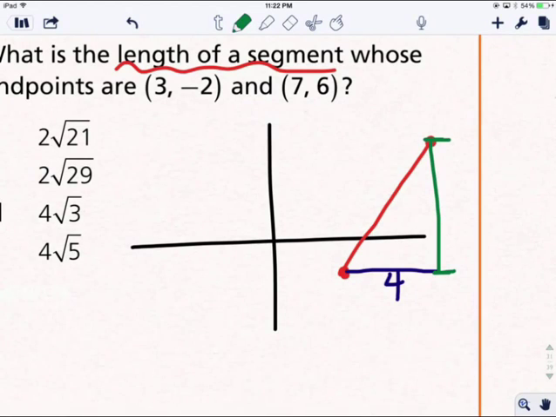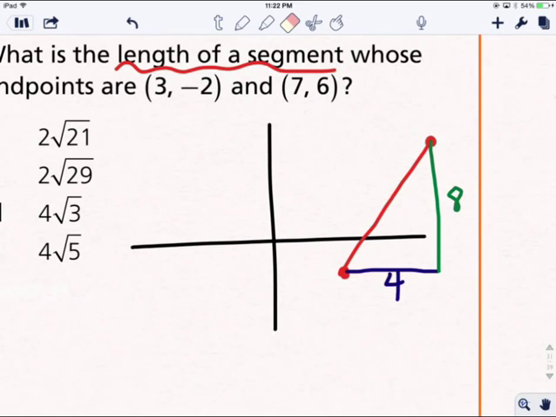Now let's try to figure out this distance right here, which is the difference in the y-coordinates. Well, the y-coordinate down here was negative 2. The y-coordinate up here was positive 6. So how long is this line segment? It is positive 8, right? Do you see that?